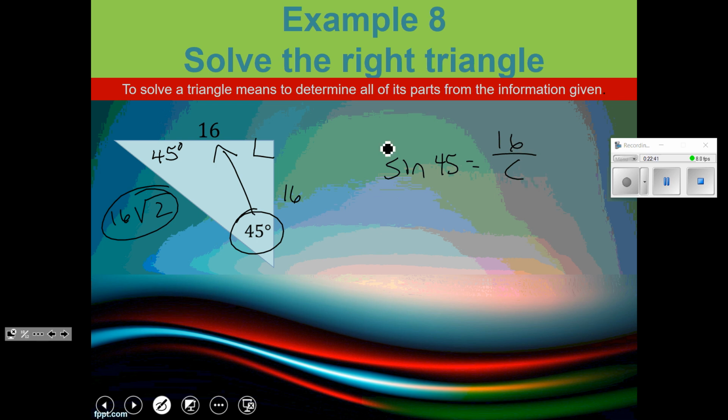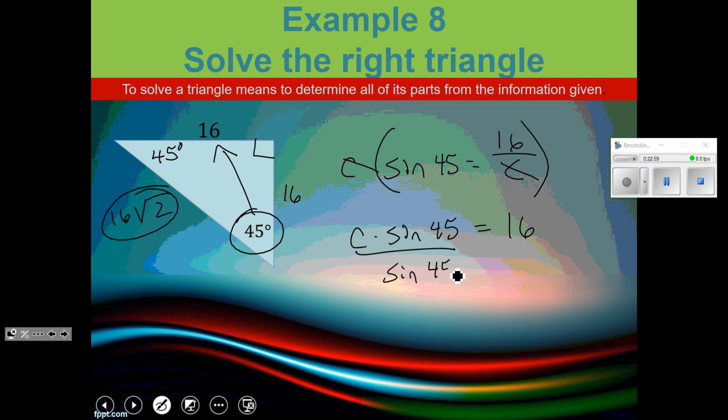Get rid of them. We're going to multiply both sides by C. With me so far? So this becomes C times the sine of 45. What happens to the C's here? They cancel, and I get 16. Then what would I do to solve for C? I'm going to divide by the sine of 45. In your calculator, you could do 16 divided by the sine of 45, and it's going to give you a decimal, 22.63 something. But we ended up with 16 times the square root of 2. If I multiply 16 times the square root of 2, it's going to be the same thing.